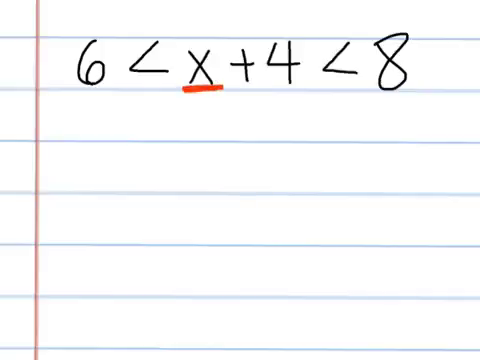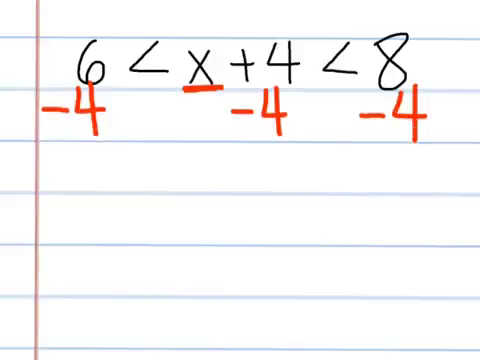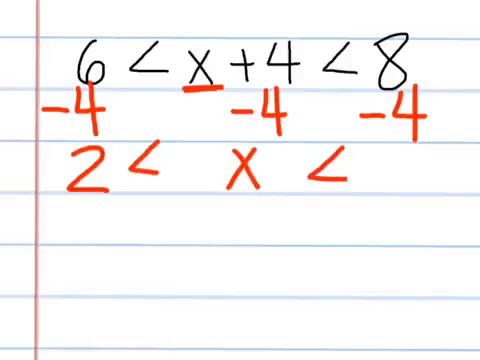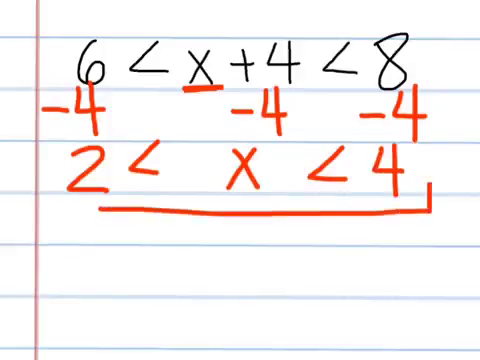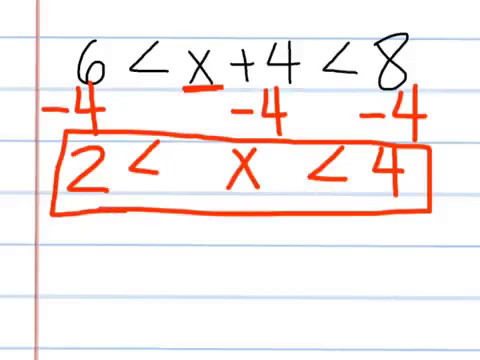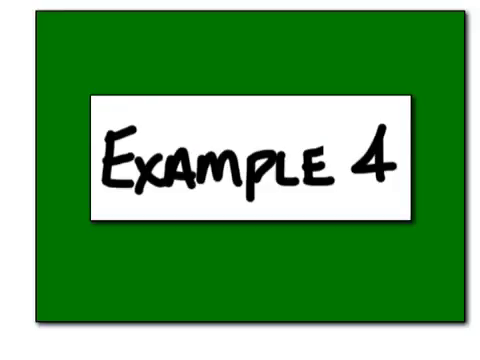We want our x by itself. What are we going to do to get our x by itself? Minus 4. We're subtracting 4. If we subtract 4 from the middle, we need to subtract 4 from the left and from the right. 6 minus 4 is going to give us 2. Bring down our inequality sign. In the middle, we'll just have x. Bring down our other inequality, and 8 minus 4 is going to be 4. Our x is now by itself, and that's what we're looking for. So, our final answer is 2 is less than x, which is less than 4.